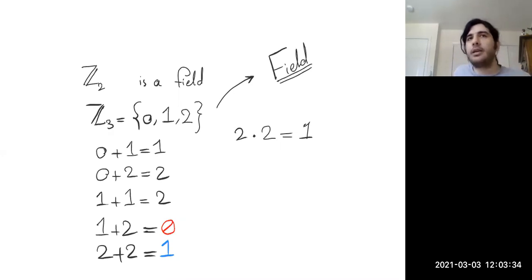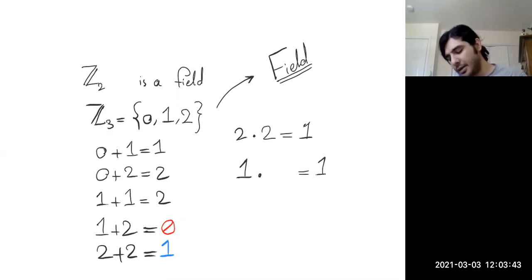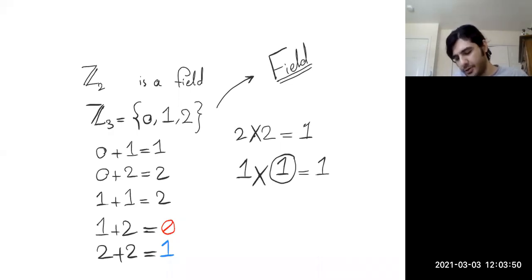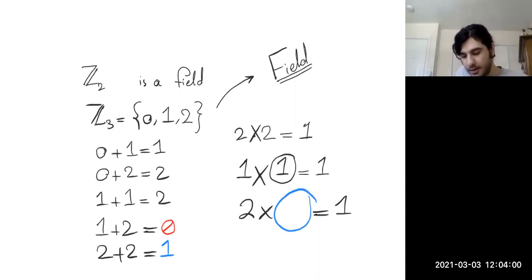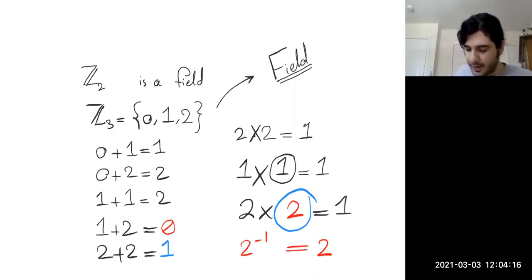For example, I would check if every non-zero element has a multiplicative inverse. What is the multiplicative inverse of 1? It's obviously 1, because 1 times 1 is 1. Maybe, because I want to say it's a field, I use the cross. What is the multiplicative inverse of 2? What is the number which, if I multiply 2 by it, I get 1? Well, it's 2, because 2 times 2 is 4, and if I divide 4 by 3, the remainder is 1. So the multiplicative inverse of 2 is 2. That's the field. Let's go one step further.